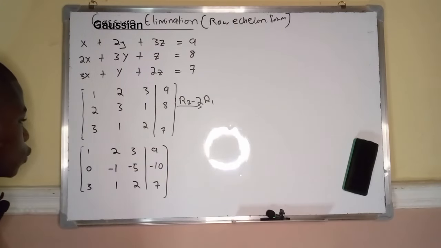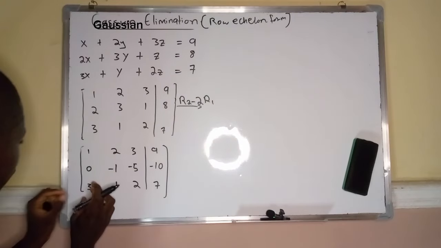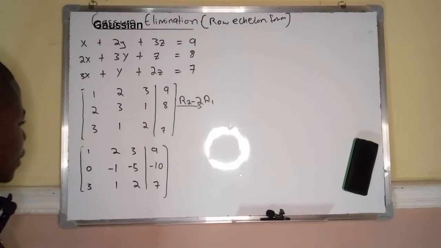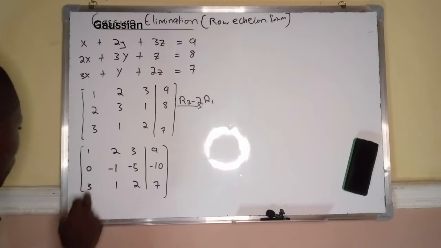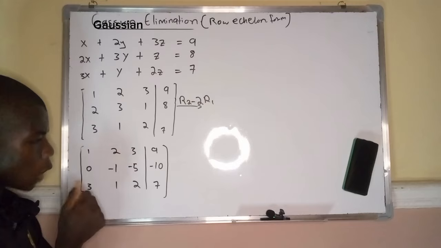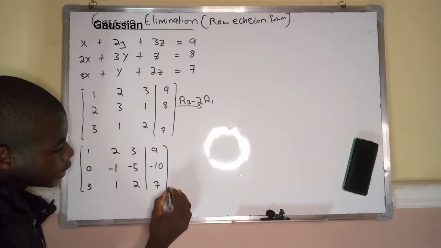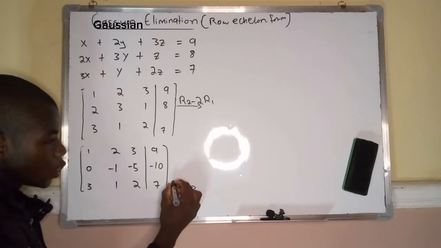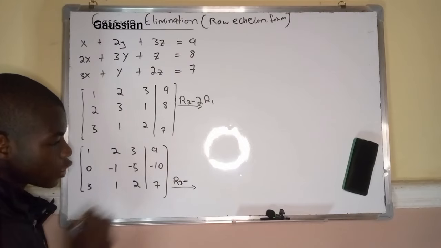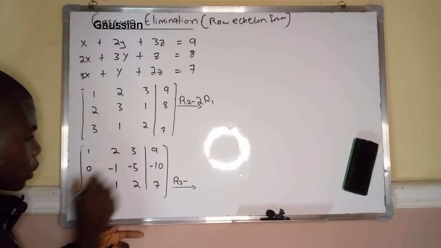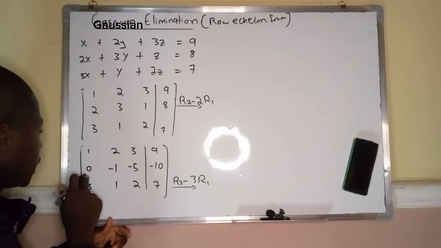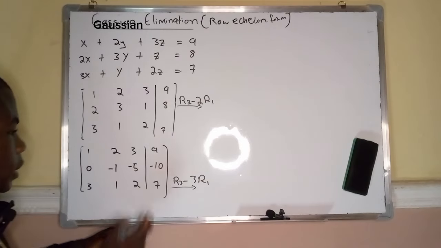The next thing to do is I have to make this 3 to be 0 again. So what should I do here? I just want to make this 3 to be 0. So how can I do it? Let me say R3, this is row 3. So let me say R3 minus 3R1.